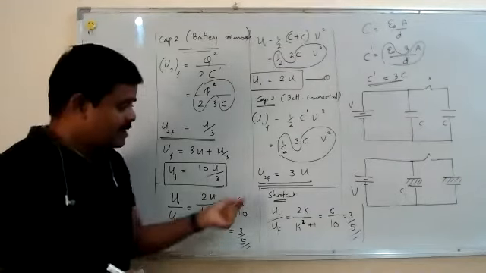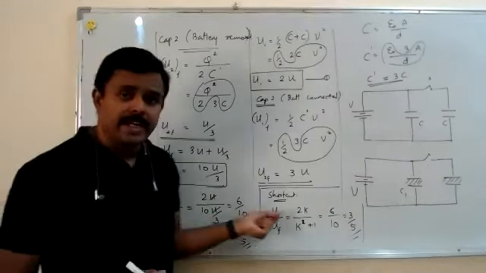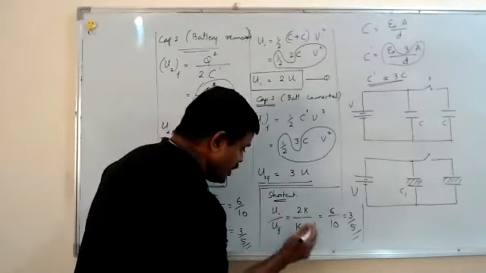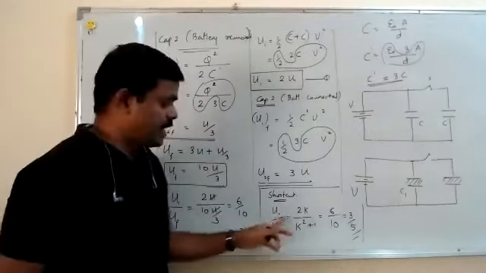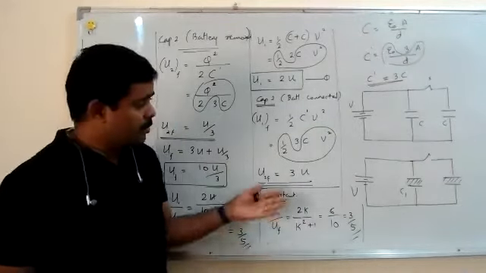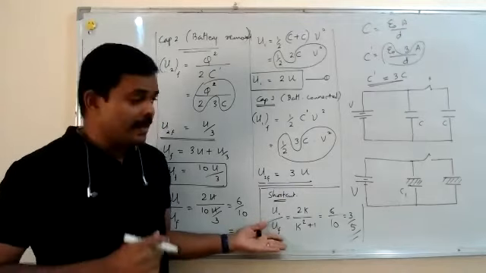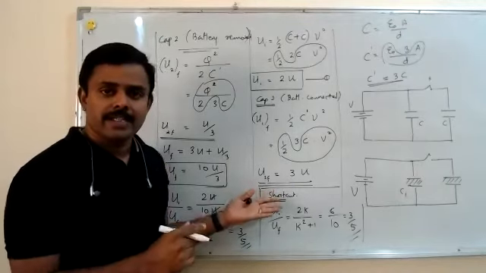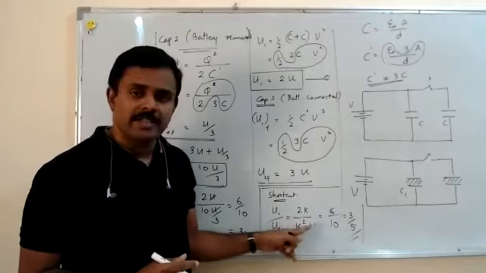All right. There is a shortcut. If this is asked in entrance examinations, you can use this shortcut. It is a frequently used shortcut: 2K by K square plus 1. But for boards, you can't use this. They'll insist on the steps, so you have to write the steps. And you can use this to check if your answer is correct.